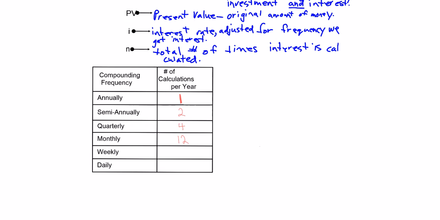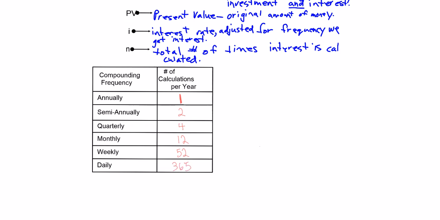When we're talking about weekly, we are talking about 52 weeks. And when we're talking about daily, there are 365 days in a year.